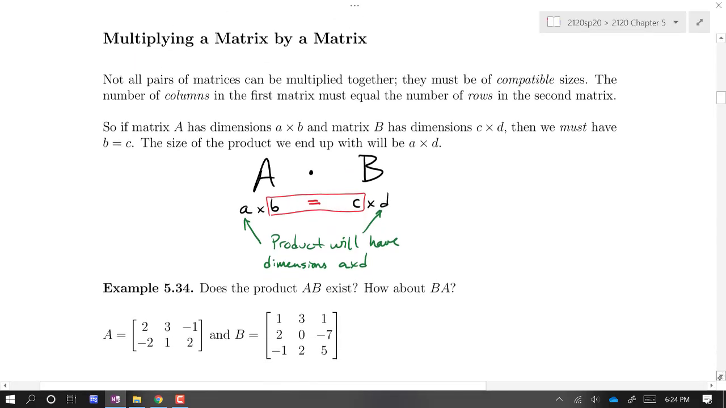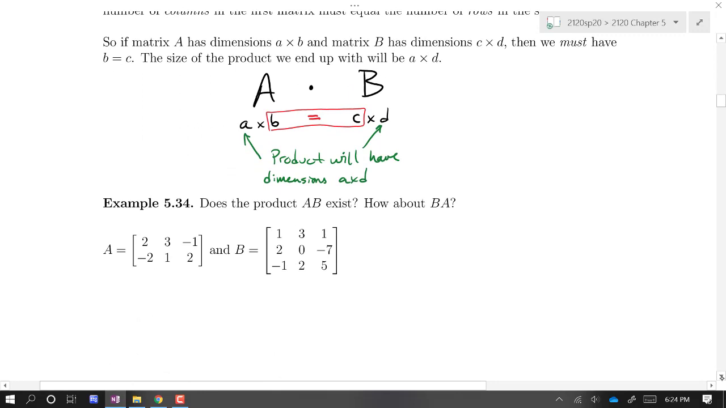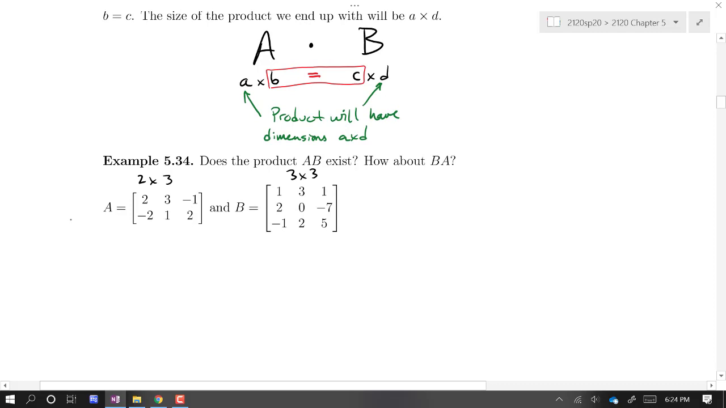So before we do any multiplying, we're just going to get some practice determining if a product exists. Here we have matrix A, which is 2 by 3, and matrix B is 3 by 3, 3 rows, 3 columns. We want to know which product exists. Does AB exist? Does BA exist? So A times B. Let's write out these dimensions, 2 by 3 and 3 by 3.